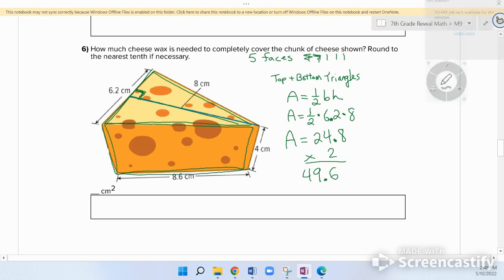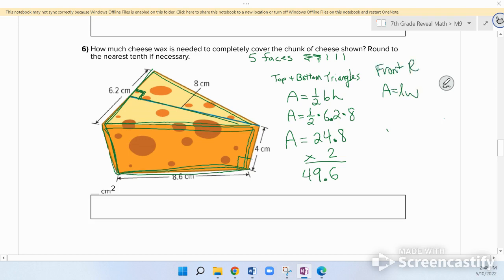All right, let me do it in a different color so it'll help us view it a little bit easier. Oh, I can't. Just joking. Let's go right there, that one there. We look for the right angles here. Area equals length times width. Let's call that the front rectangle. What are the dimensions? The length and width are going to be 8.6 and 4. The 2 that meet in a corner at a right angle are the dimensions I'm looking for, my length and my width.